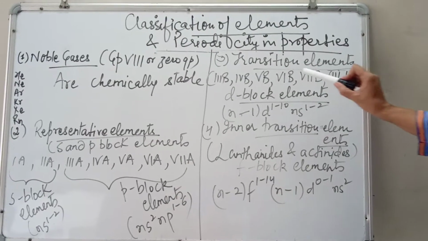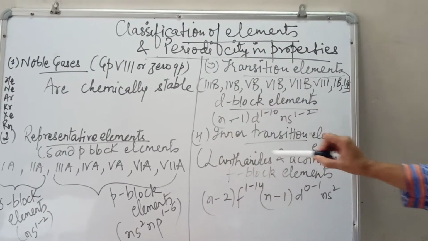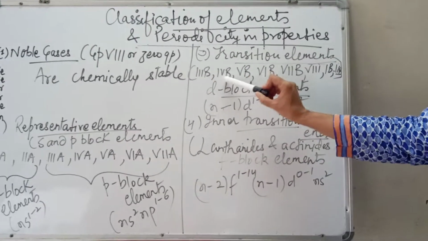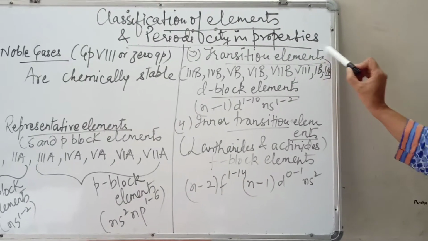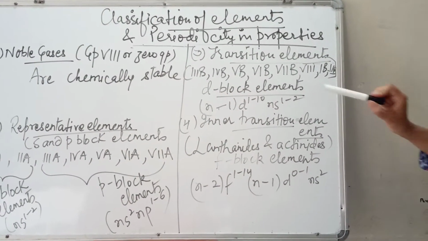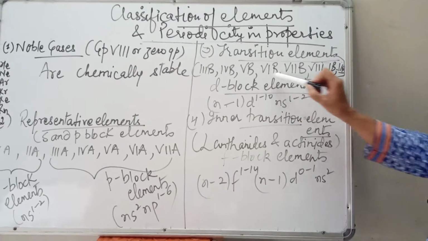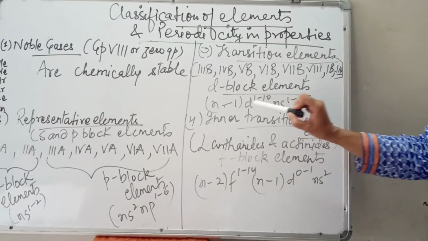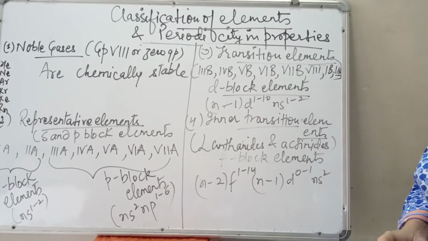Then come to transition elements. The middle of the periodic table is the transition elements. That is the third group, 4th, 5th, 6th, 7th, 8, 9, 10, 11 and 12. Groups 3 to 12 come under transition elements. Transition elements are also known as D block elements, and this is the general configuration of D block elements. It means the D orbital, which is the innermost, is incompletely filled. This is the characteristic of transition elements.